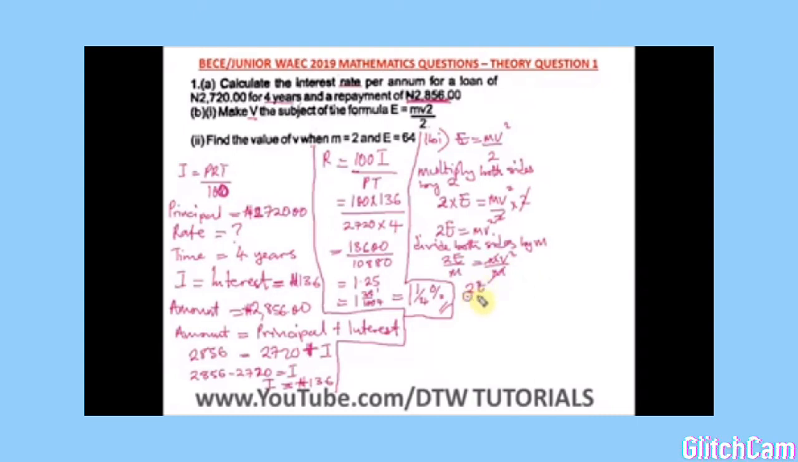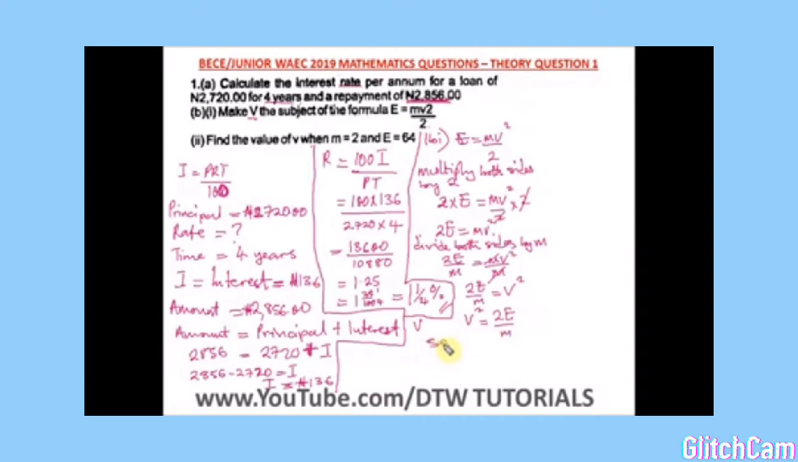So we're left with 2 capital E over m equal to v square, which is the same thing as v square is equal to 2 capital E over m. Now we are not done. We have to only have v on one side of the equation, and this is v square. To take out the square, what do we do? We have to square root both sides.